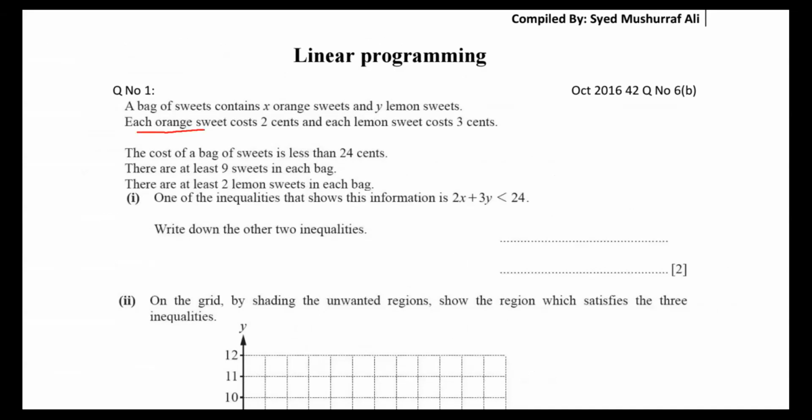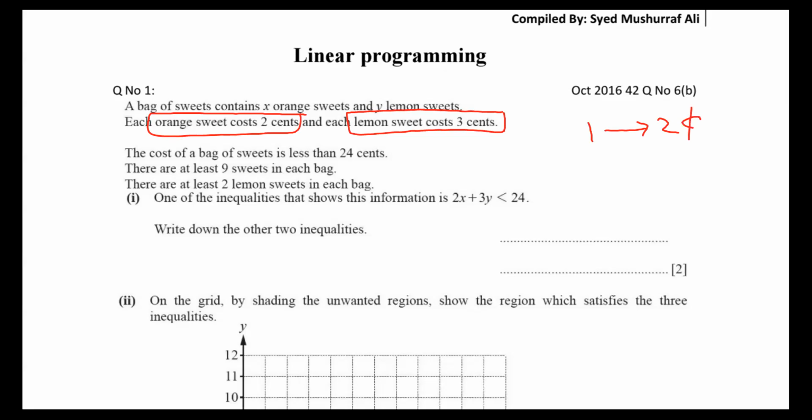Each orange sweet costs 2 cents. Make sure the currency is also very, very important because we have been given cents here. And the second number is 3 cents for the lemon. I repeat my words: a sweet of the orange is 2 cents and a sweet of the lemon is 3 cents. For example, let's talk about orange. One orange sweet is 2 cents naturally.